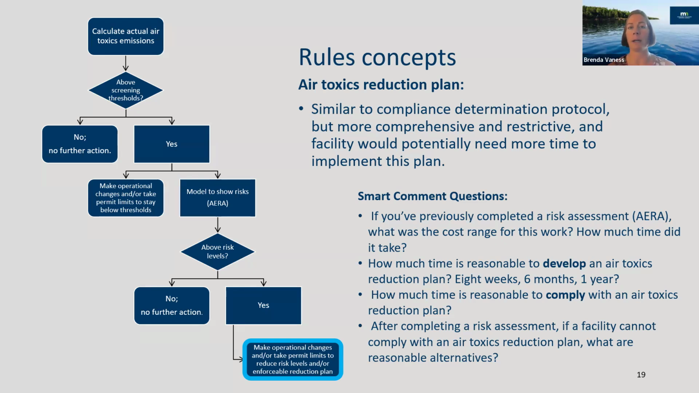And the reason for that is that the facility may need to install control equipment, they may need to phase out air toxics containing material, or other things that would take a longer amount of time as opposed to just implementing a limit or restriction on operating hours or throughput.